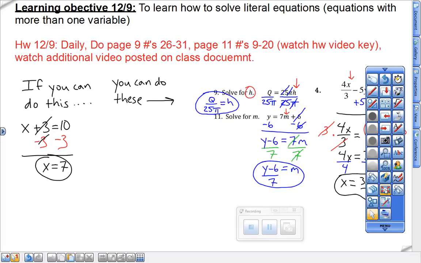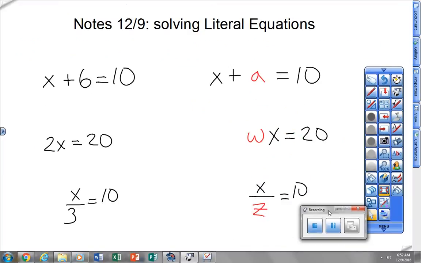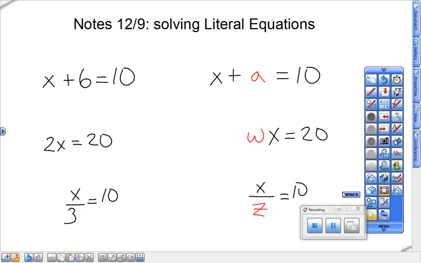So here we go. So this page is really important because again, the basic inverse operations that you do apply to these literal equations. So that first one there, x plus 6 equals 10. Again, to solve that for x, I'm taking away 6. When I look at that one on the right, I would solve that the exact same way.